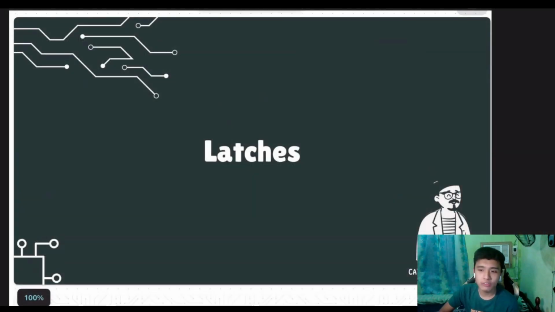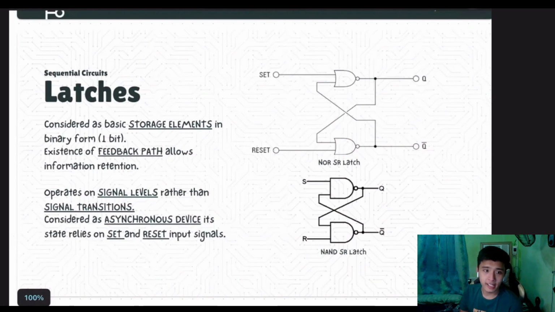Hi, good day everyone. I am Francis Marcaico and today I am going to discuss latches. What do you mean by latches? Latches are considered the basic storage of circuits in binary form. Latches have the ability to replicate the previous output of the circuit when a certain signal is applied. We'll see about that as we go on with the discussion.